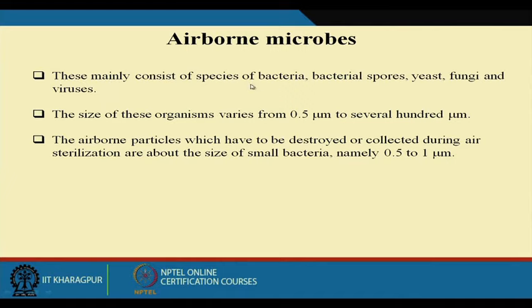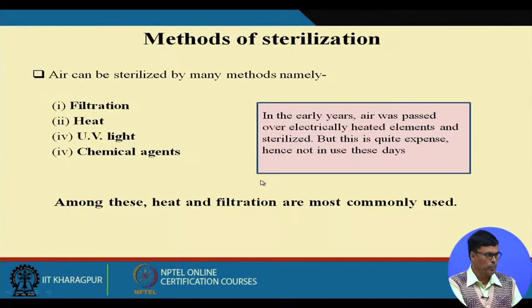This mainly consists of species of bacteria, bacterial spores, yeast, fungi, and viruses. The size of these organisms varies from 0.5 to several hundred microns. The airborne particles which have to be destroyed or collected during air sterilization are about the size of small bacteria, namely 0.5 to 1 microns.